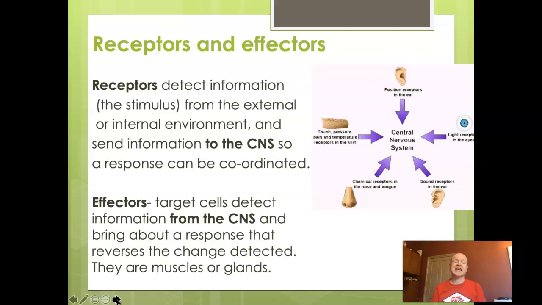Effectors bring about the effect. So in other words, these are the things that actually do the changes. So muscles move your way, glands produce a secretion. Those are the responses that are being produced. So receptors detect, effectors produce the effect, all coordinated by the CNS, the central nervous system.